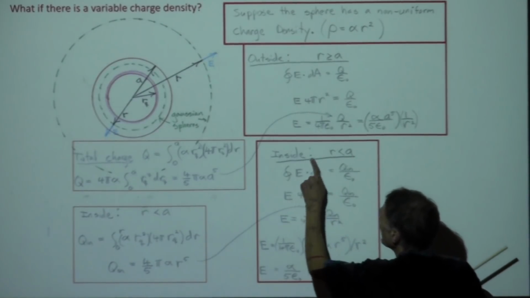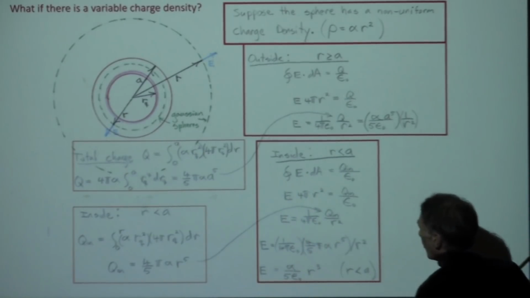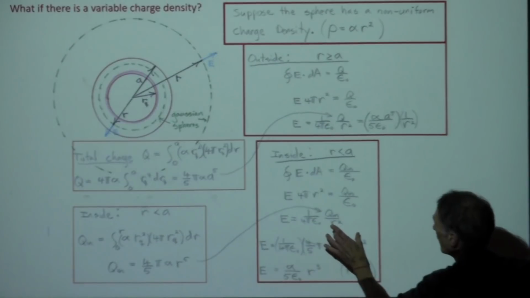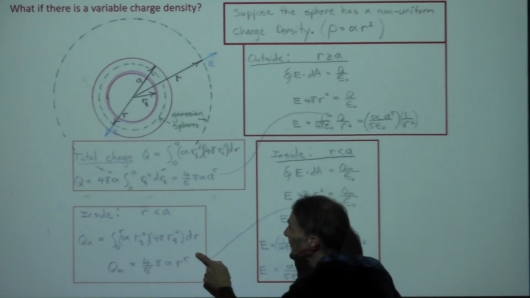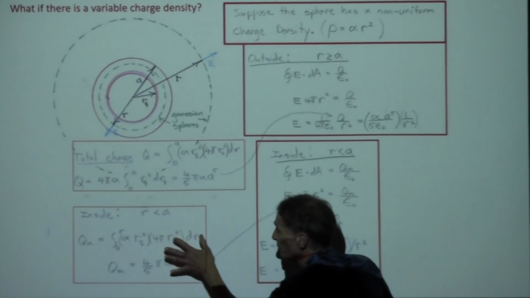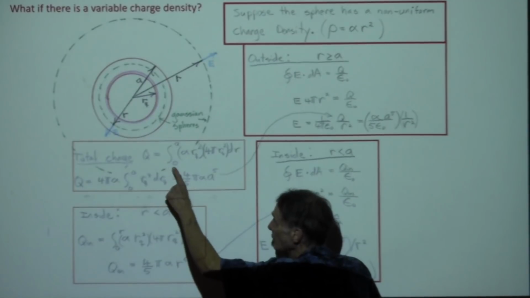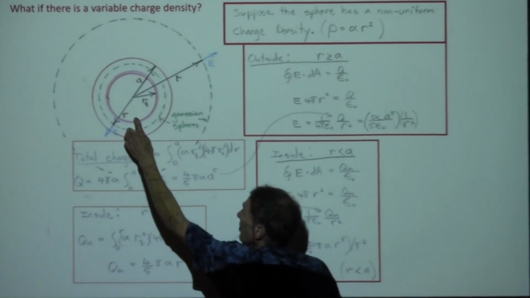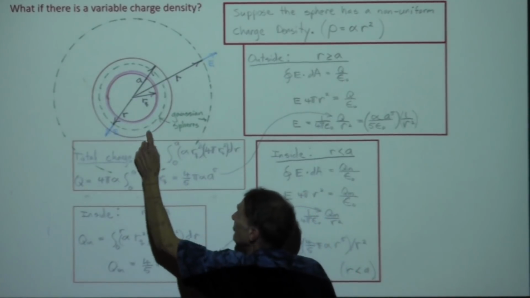We integrate E dot dA. Again, this just simplifies. This looks a lot the same as before. And then we end up with Q. Q enclosed, though, is going to be a little different. From here, the procedure is the same as it was for getting the total charge. The total charge, I integrated these little interior spheres going from 0 to A.